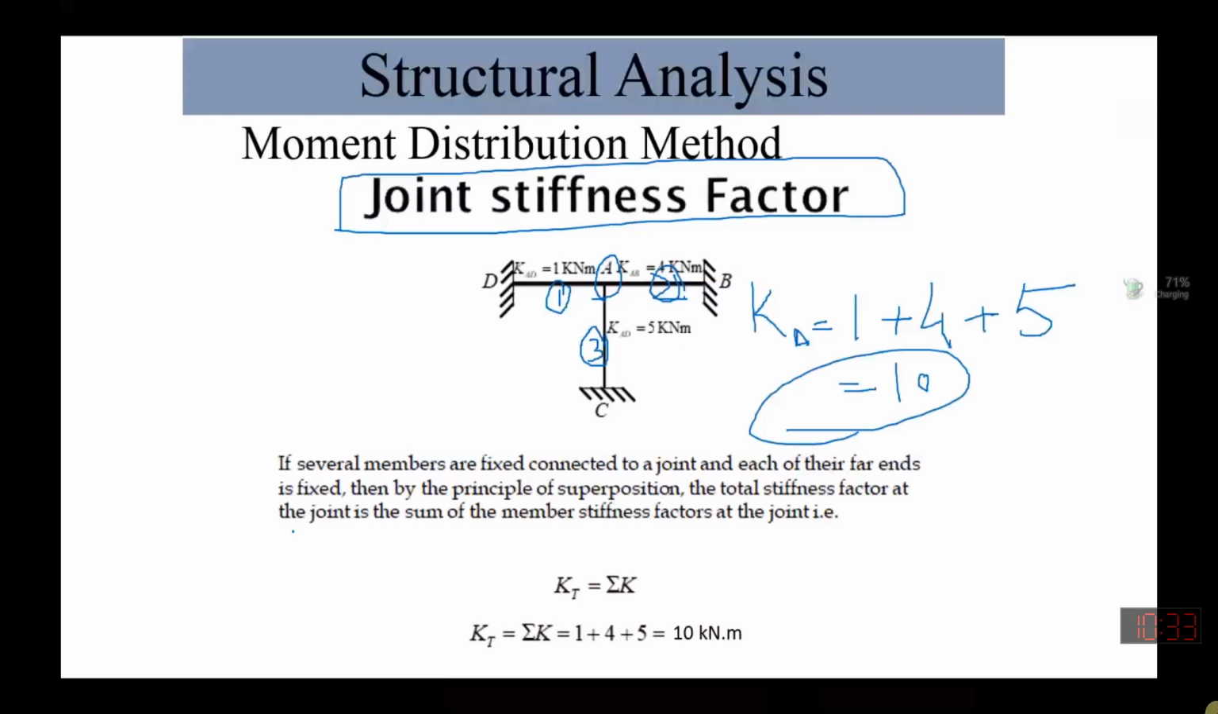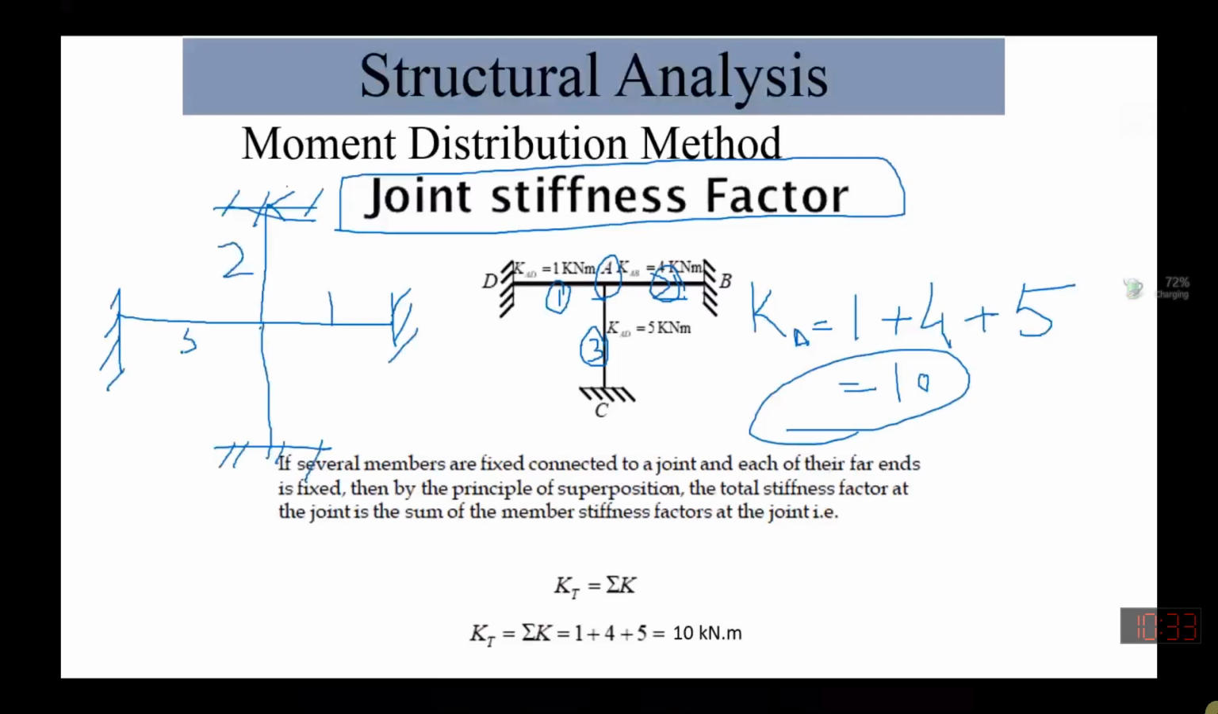If I ask you now with this example, let's say we have four members over here. Let's say the stiffness for this member is 1 kilonewton meter. This has member stiffness here as 2 kilonewton meter. This has 5 kilonewton meter, and this has 6 kilonewton meter. So what will be the joint stiffness of this interior joint? Can anybody tell me?